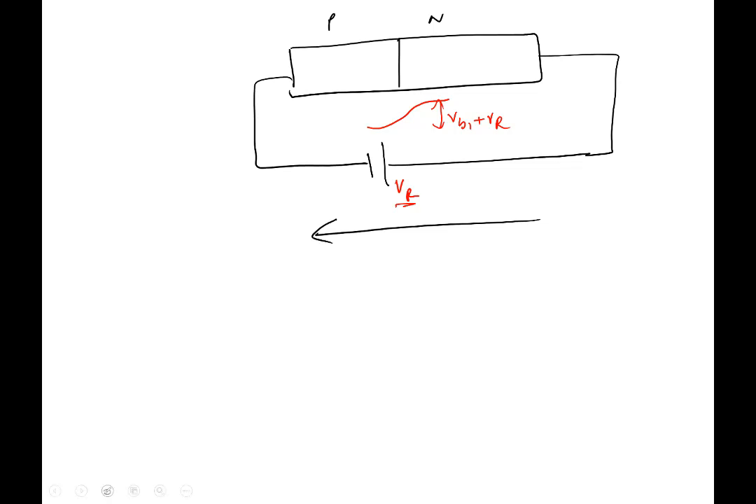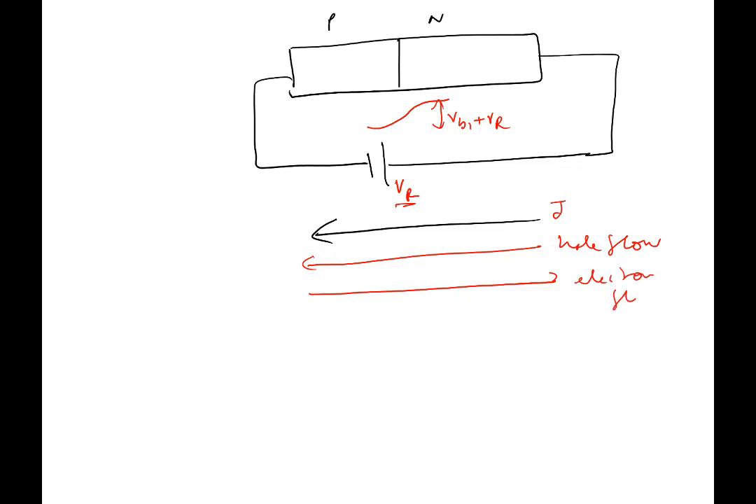In which direction are you asking holes to flow? If the current is there, the holes flow in the same direction. This is J, this is hole flow. In which direction are you asking electrons to flow? Okay, correct?